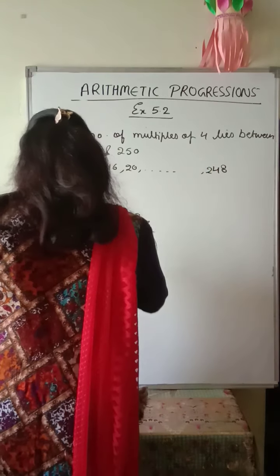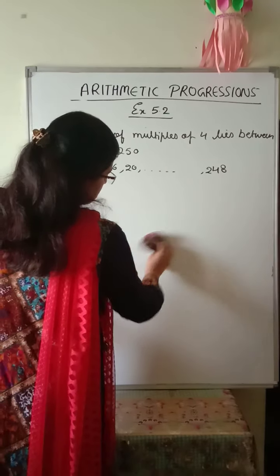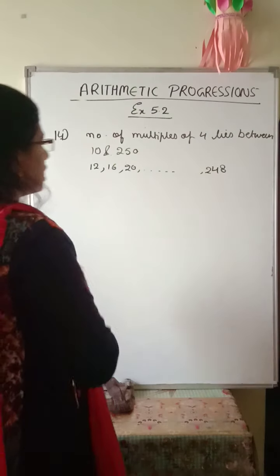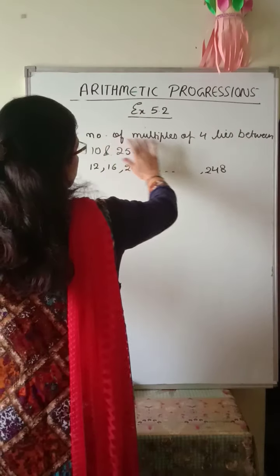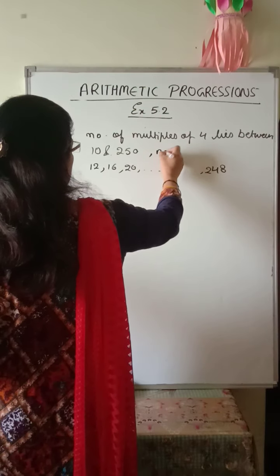248 is the last term. Okay, so like this we have to do as we did in that. Okay, and these questions are very important. Again and again I am telling you. So what we have to do? Number of multiples. So how many terms are there? We have to find the value of n.